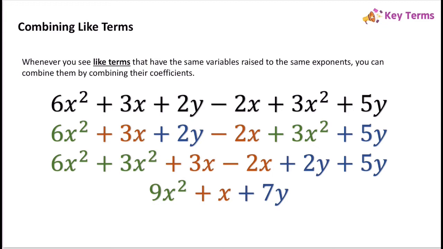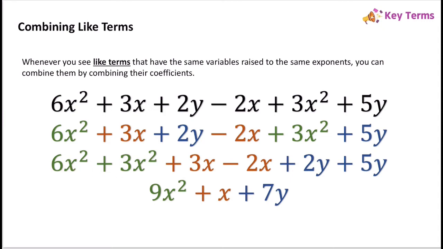Whenever you're rewriting, you want to be careful and make sure that the sign that's in front of the term in the original expression stays with it. So for example, when I move this 2x around, I'm going to keep that minus sign in front of it. So when I rewrote it, I got 6x squared plus 3x squared, and then I have 3x minus 2x and 2y plus 5y. So notice that every term that's color-coded for being like terms has the same variables and the same exponents. And then we can combine those terms by combining the coefficients.